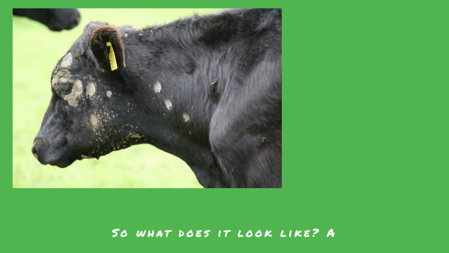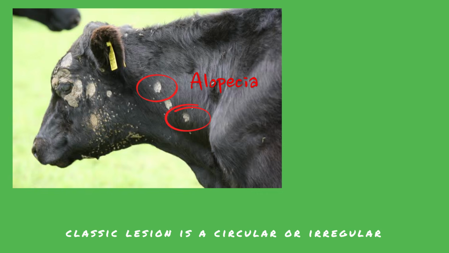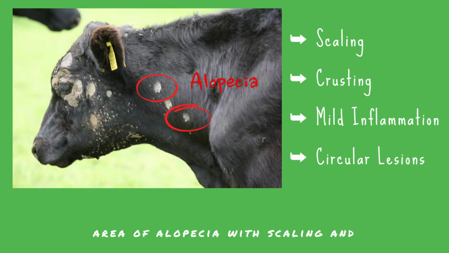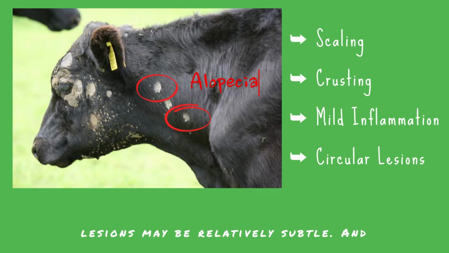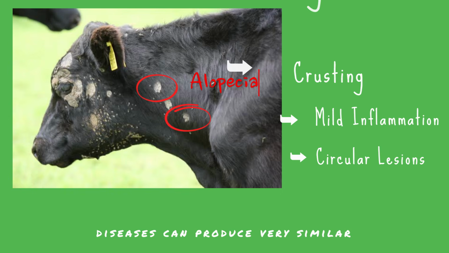So what does it look like? A classic lesion is a circular or irregular area of alopecia with scaling and crusting. The skin may appear red and inflamed, although the severity can vary. In some animals, especially cats, the lesions may be relatively subtle. And here's an important point. The appearance alone isn't enough to confidently diagnose dermatophytosis. Other skin diseases can produce very similar lesions.